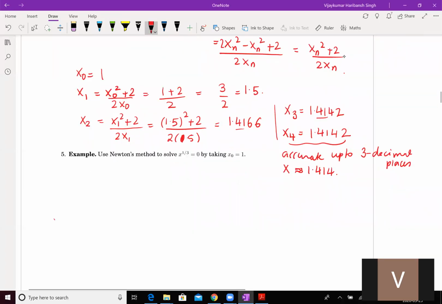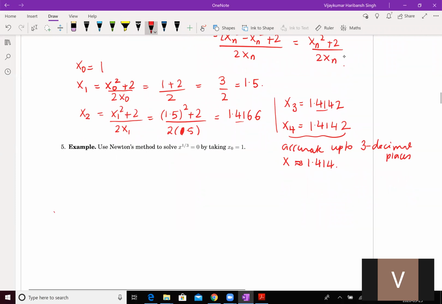So now let's look at the following problem. Use Newton's method to solve for x to the power 1 by 3 equals 0 by taking x0 equals 1. So again, we have f of x equals x to the power 1 by 3. Then what do we have? What is the Newton system going to be? xn plus 1 equals xn minus f of xn divided by f prime of xn.